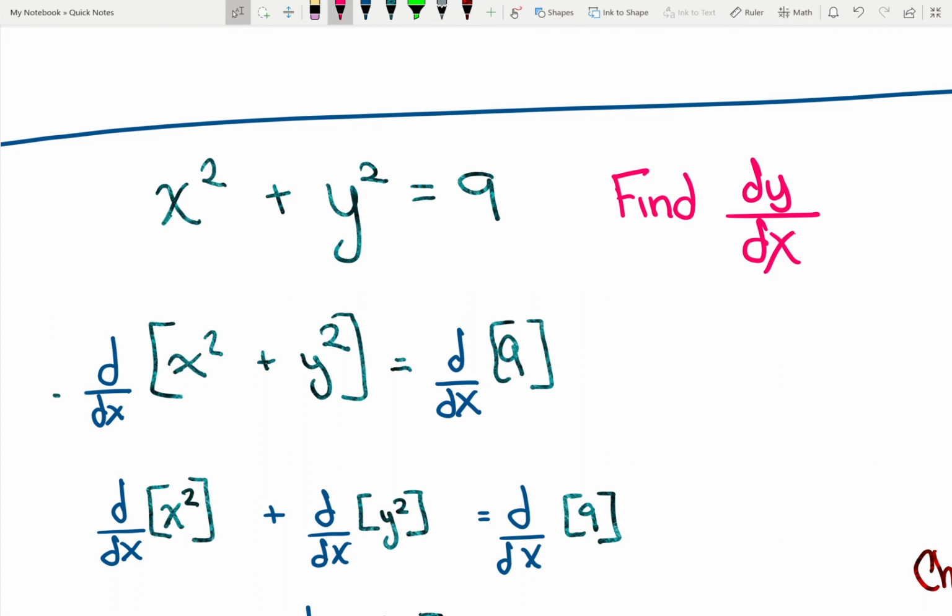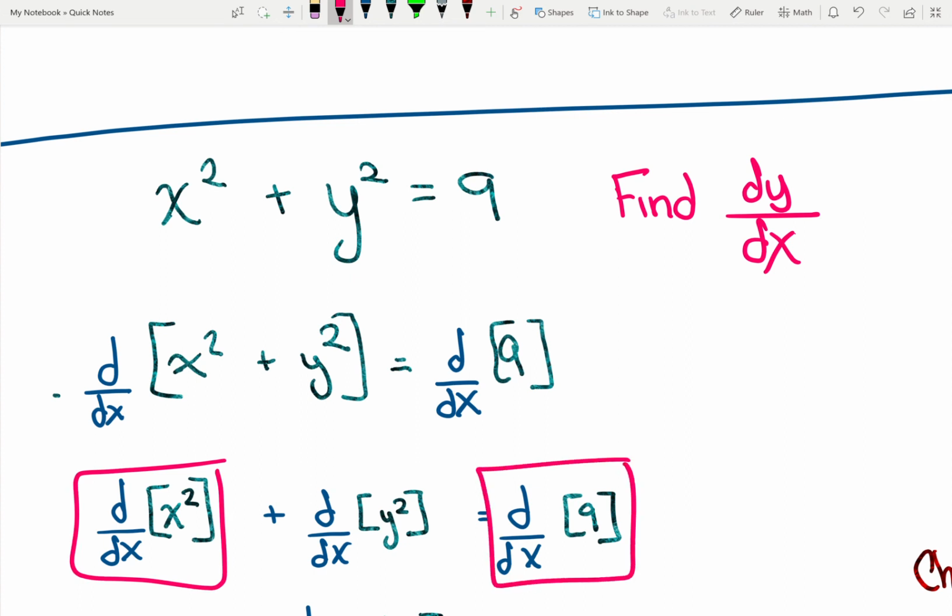So this term and this term are very easy to do. We know how to do this, all right? The derivative of a constant is just 0, and the derivative of x squared is just 2x. We know how to do this. But the real problem is this guy in the middle.